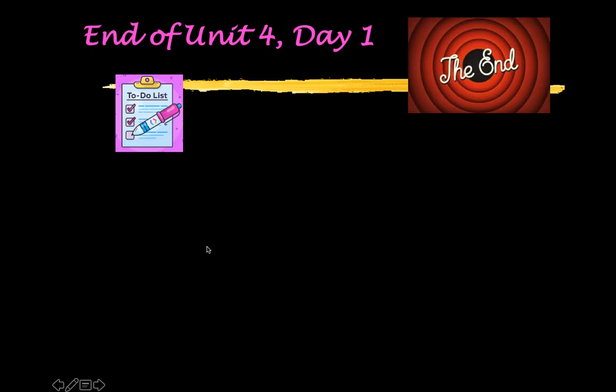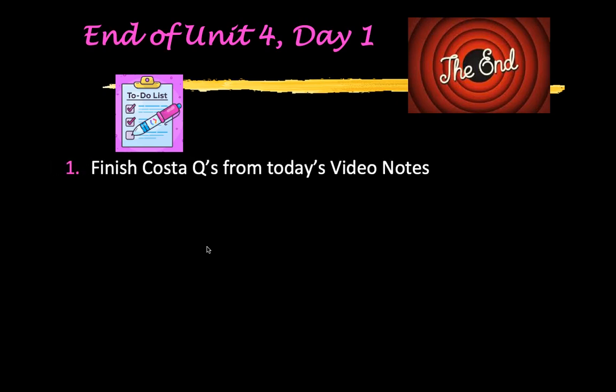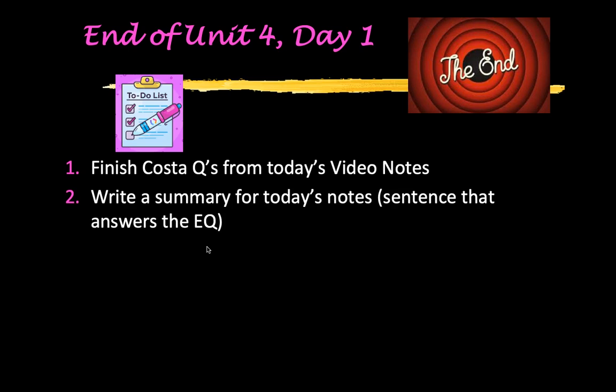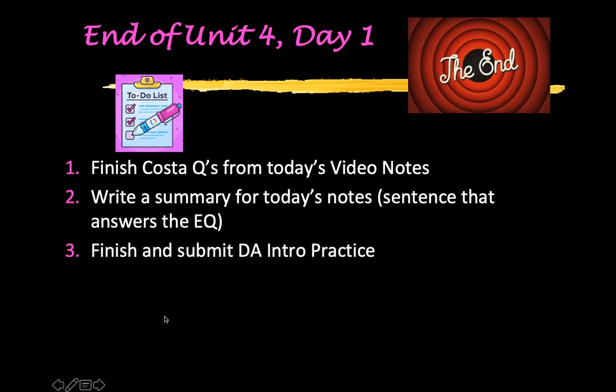That brings us to the end of the first day of this new unit on chemistry math. Finish your Costa questions, write your summary for today, and then you're going to work on that DA intro practice. We did problem 1. There's a couple more training problems. And then the middle page, the second page, is 8 more examples where you just kind of start from scratch, but still do the same steps. And then the third page is just conversions. There's no work to do on the third page of this practice assignment.